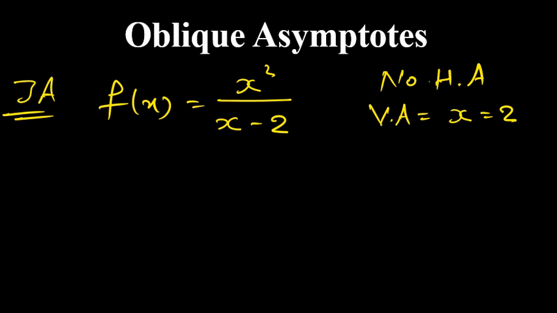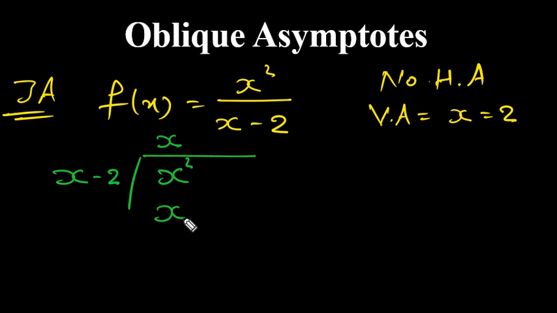How will we find the oblique asymptote? Long division method. x square divided by x minus 2. Now how will you get x square here? You will multiply with x. x multiplied by x will give you x square minus 2x. Subtract this minus this, and this will be cancelled. There is nothing remaining here.